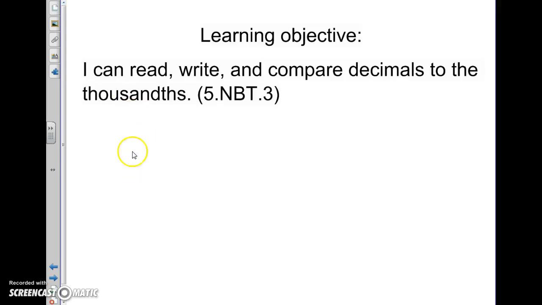Our learning objective today: I can read, write, and compare decimals to the thousandths. 5th grade standard, NBT 3.